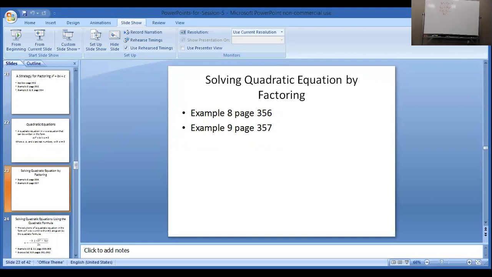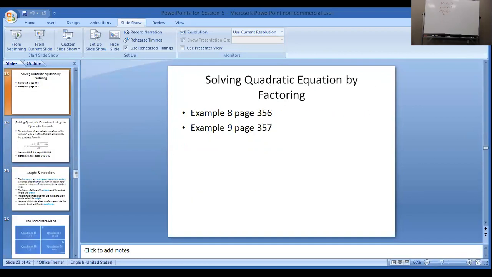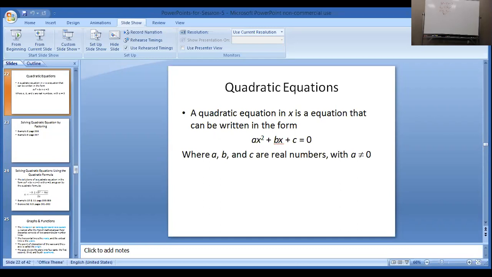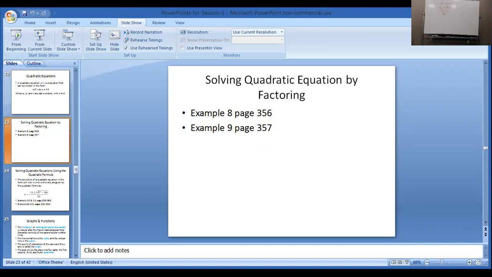We want to solve a quadratic equation by factoring. All the things that we just said come in handy here. Like example 8 of your textbook, page 356. You have x² minus 2x equal to 35. We want to solve this. So you have to make it look like ax² plus bx plus c. I have to bring 35 to the other side, so I subtract 35 from both sides. I get x² minus 2x minus 35 equal to 0.